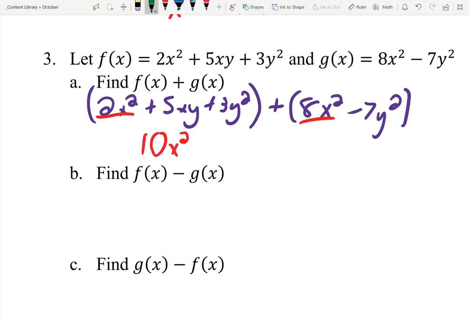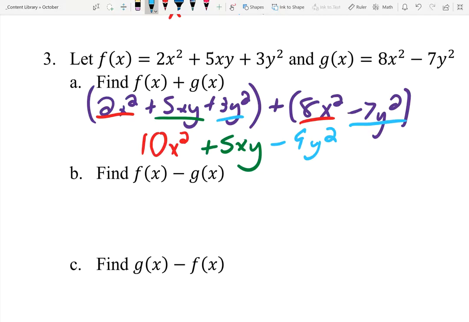Now, moving our way down, we're looking at the 5xy. Now, you'll notice there is no other xy term, right? 5xy is the only term that has xy in it. So it has nothing to add or subtract, so it'll stay the same. So it'll just remain as 5xy. And then we do have our y squareds, though. 3y squared minus 7y squared. Those are the same. Those can go together. And 3 minus 7 makes negative 4, so it's going to be negative 4y squared.